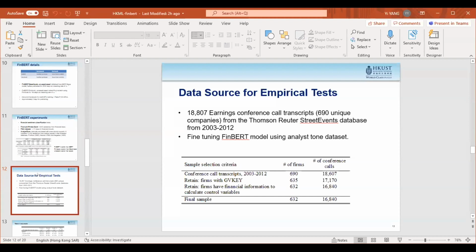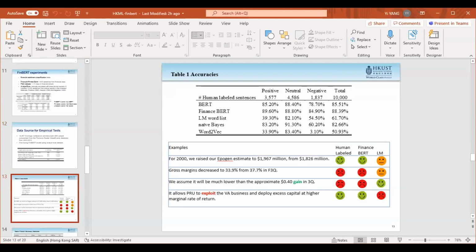And we calculate the sentence-level sentiments. Does that make sense? So basically, for one earnings conference call, we segment the transcript into different sentences, and we apply the fine-tuned FinBERT on each sentence, and we get a sentiment.